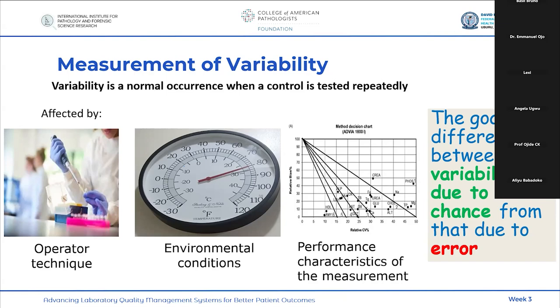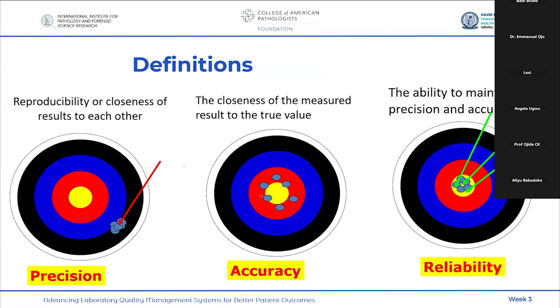But most importantly, QC will help us to differentiate between variability that is due to chance, which is what we have explained, and variability that is due to error. So if QC fails, then we know that the variability is actually not due to operator's technique, environmental condition, or the performance characteristic of the measurement. But we'll be able to ascertain that, oh, there's an error somewhere. Somebody is not doing the work correctly.